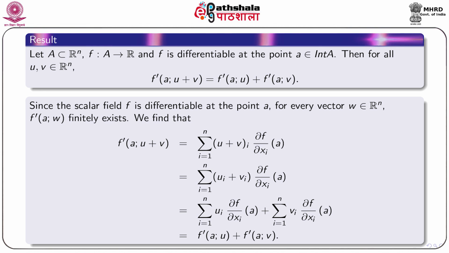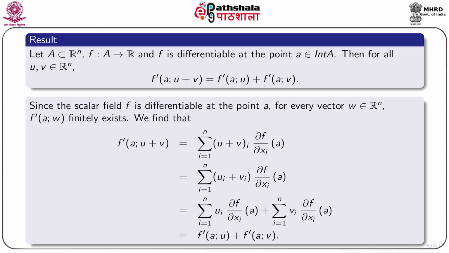We mention a result. Let A be a subset of R^n, f is a scalar field defined on the set A and f is differentiable at the point a, which is an interior point of the set A. Then for each u and v in R^n, we must have the vector derivative f'(a; u + v) equals f'(a; u) plus f'(a; v). That is, we are adding the condition f is differentiable at the point a.